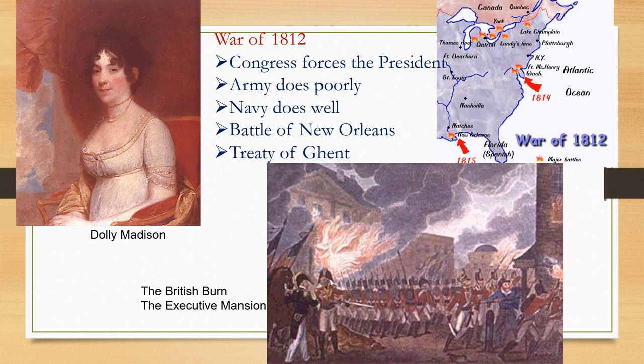So the army does poorly. We get beat again and again and again. Let me draw your attention to the map up there in the upper right. You see all those explosions up and down the border of the Great Lakes region, the border between Canada and America. And we get beat again and again and again. Most famously, the British send a fleet into the Chesapeake to attack Baltimore, an extremely important city in America at the time, and then go to Washington, D.C. And again, the army can't hold those guys back. They get beat again and again and again.